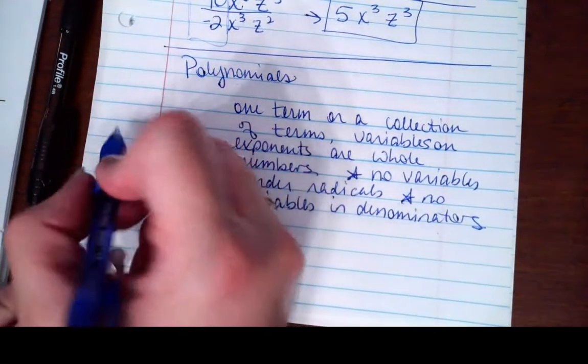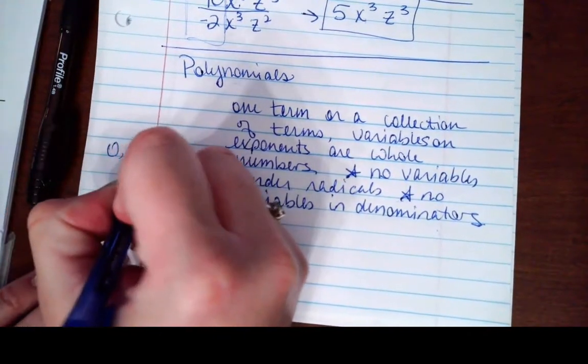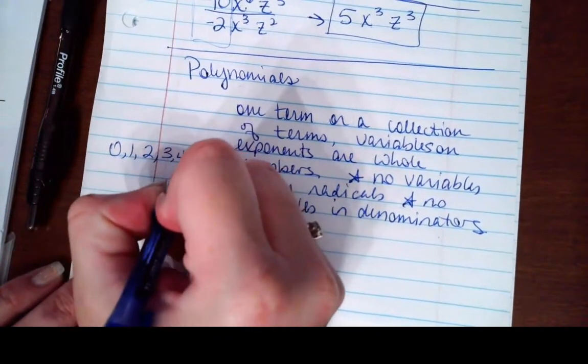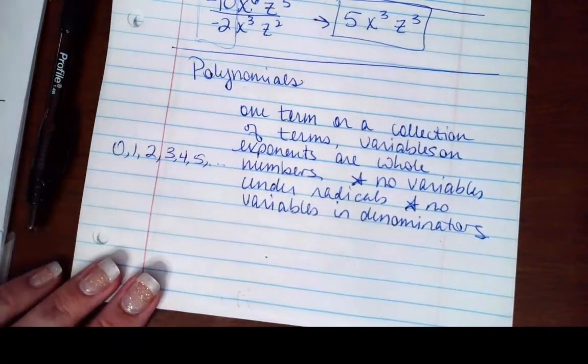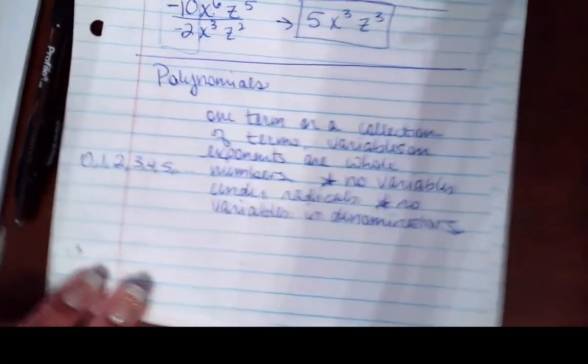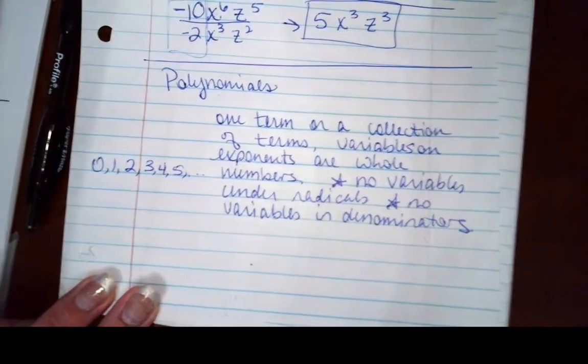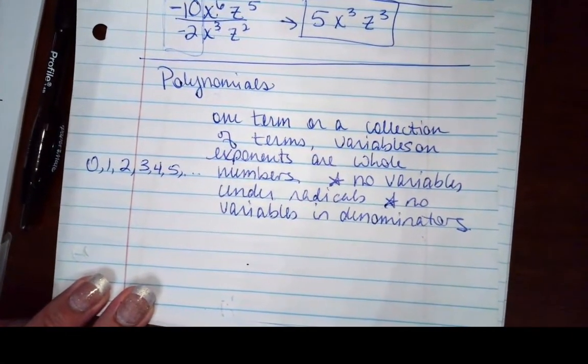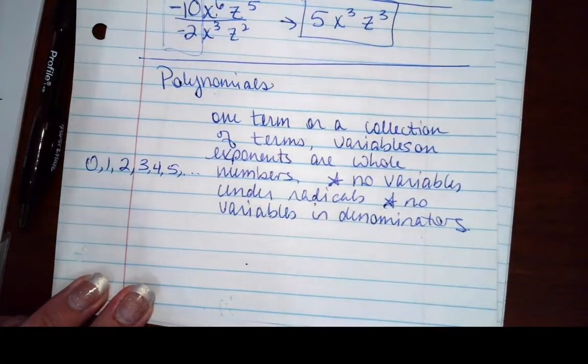So what are whole numbers? Whole numbers are your counting numbers that start with 0. So 0, 1, 2, 3, 4, 5, and it goes on and on and on, and up and up and up. So we've got one term or a collection of terms. The variables on your exponents are whole numbers. No variables under radicals, and no variables in denominators. So that's what we've got to be careful of.